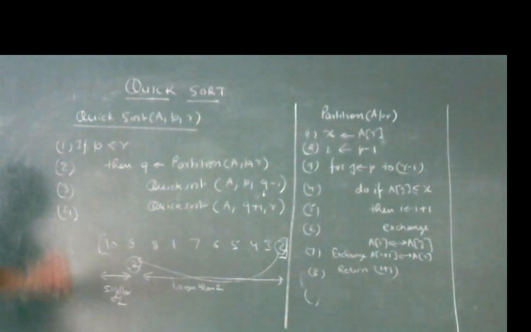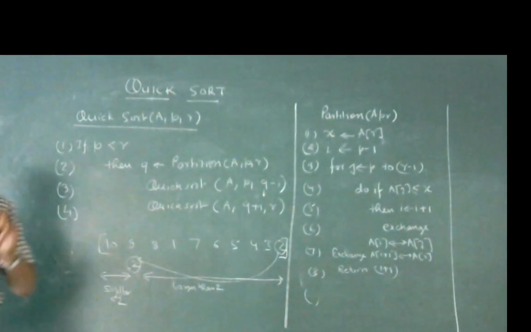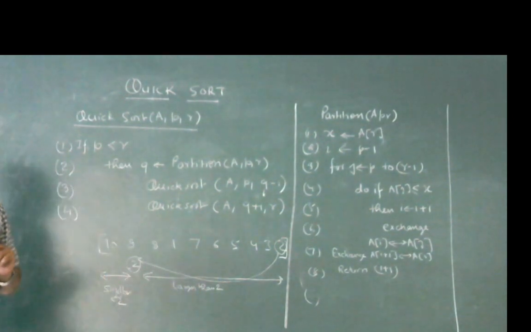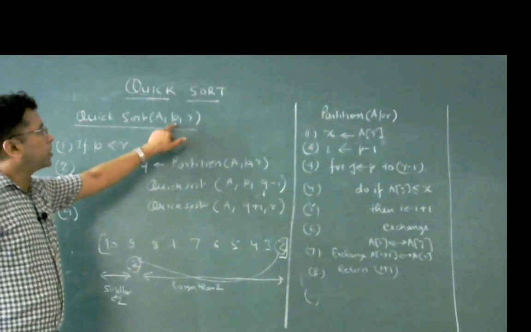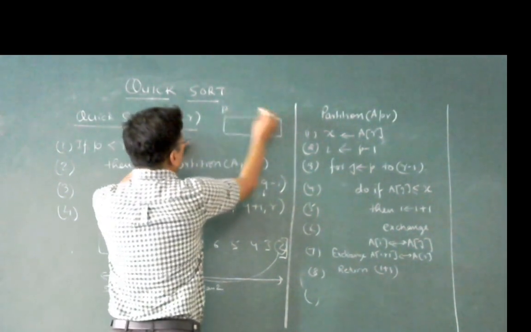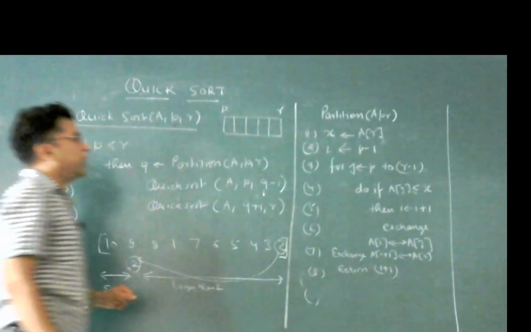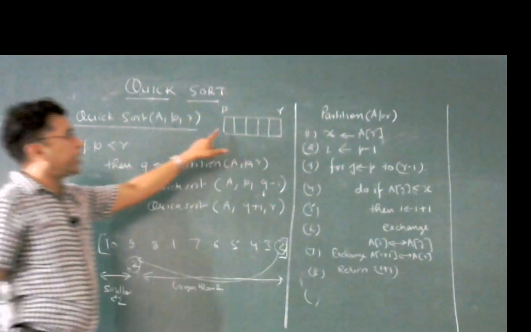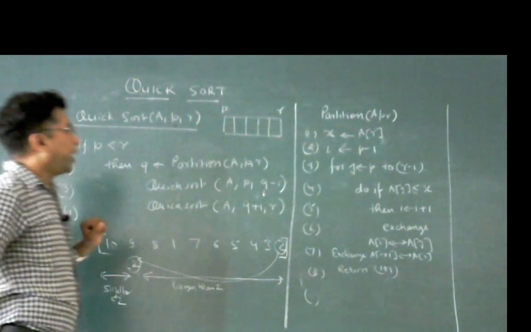To perform this algorithm, we first start a quicksort algorithm. In it, we take an element whose position we want to find out, which is taken as the pivot element. So here there is an array. We start here with an array A, which starts with index P and ends with index R.